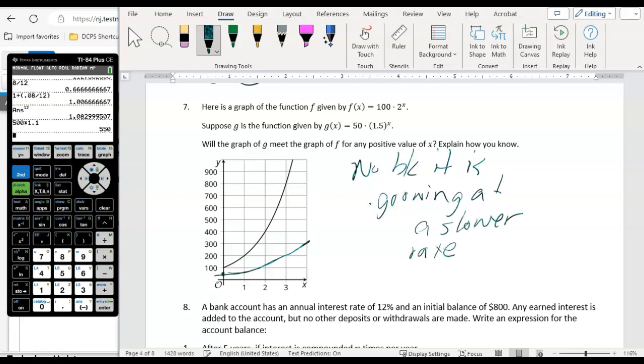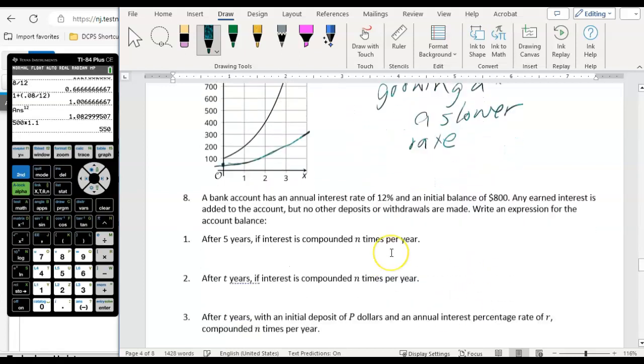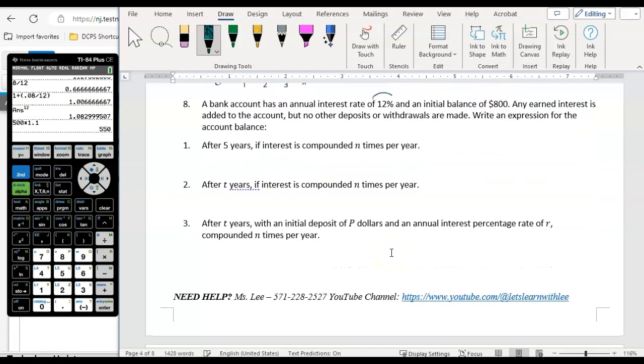All right, number 8 says a bank account has an annual interest rate of 12% and an initial balance of $800. Any earned interest is added to the account, but no other deposits or withdrawals are made. Write an expression for the account balance after 5 years, if interest is compounded n times per year.